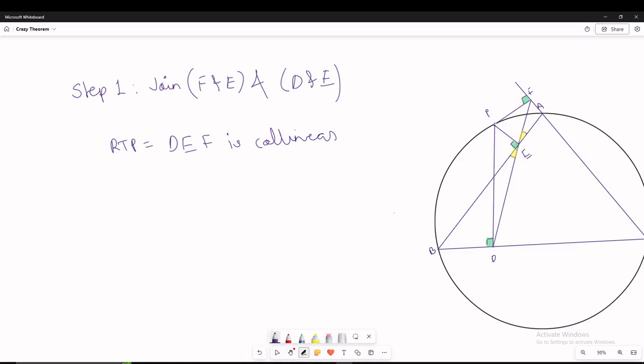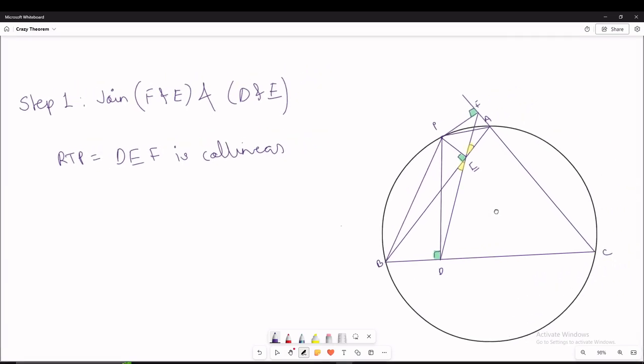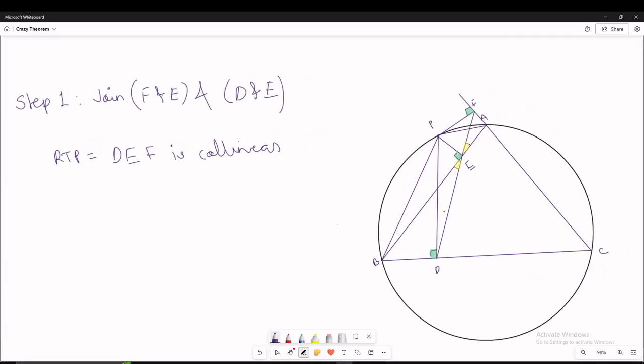Okay. I will join this first because some things can be seen here. And then see, this proof is based on a lot of cyclic quadrilaterals that we are going to make on the way. So I'm trying to make as much of them as I can. Okay. And what else can I say? This is there. Okay.